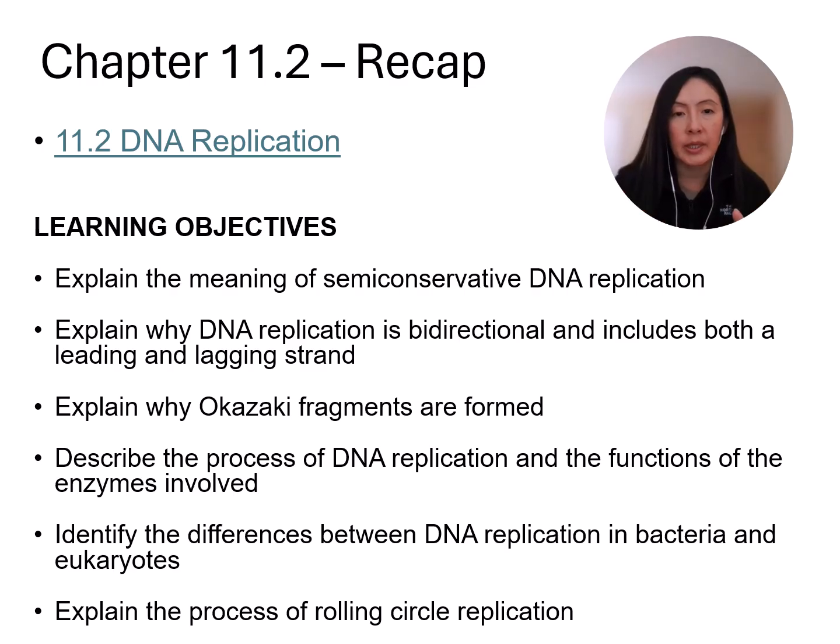All right, for the second one, why DNA replication is bidirectional and includes both a leading and lagging strand. So in most organisms, replication starts at a specific origin of replication and proceeds in both directions along the DNA, forming those two replication forks. Because DNA strands are anti-parallel, remember they're facing 5 to 3 and 3 to 5, and polymerase can only add nucleotides in the 5 to 3 direction, synthesis either occurs continuously toward the fork on the leading strand or discontinuously away from the fork on the lagging strand.